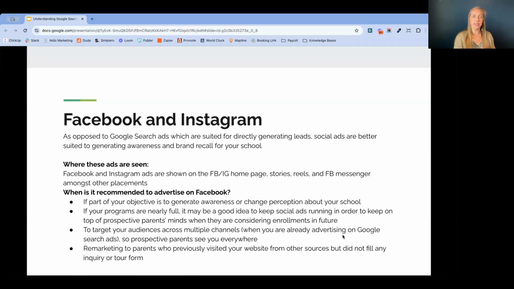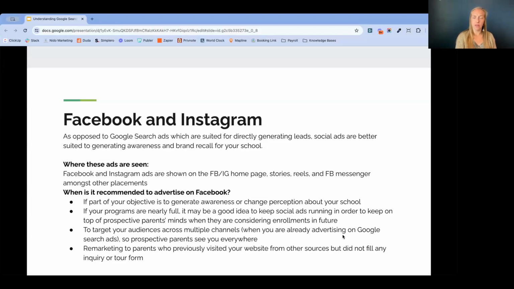So where are these social ads seen? They'll be seen on Facebook and Instagram in the actual homepage, in the stories, in the reels, or Facebook Messenger. And like I said, when is it recommended to advertise on Facebook and Instagram? If you want to generate awareness or change a perception of your school. So let's say you may have just bought a school that didn't have a great reputation. Social media ads would be a great thing to run to help change that perception a little bit.